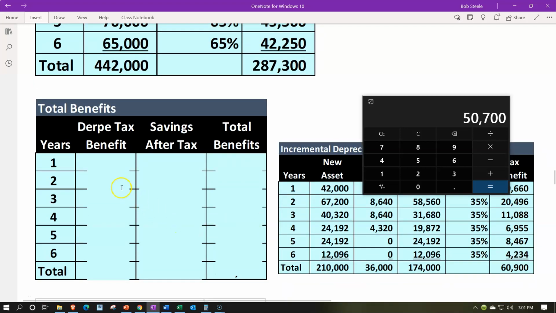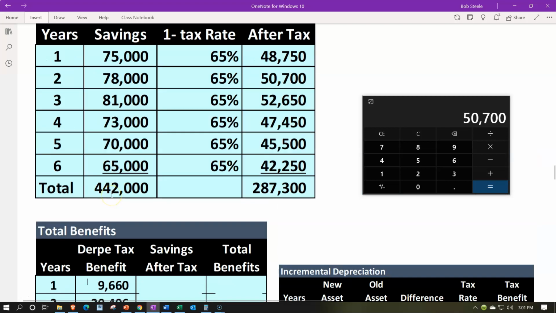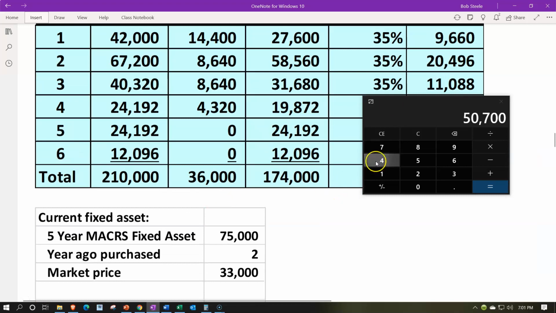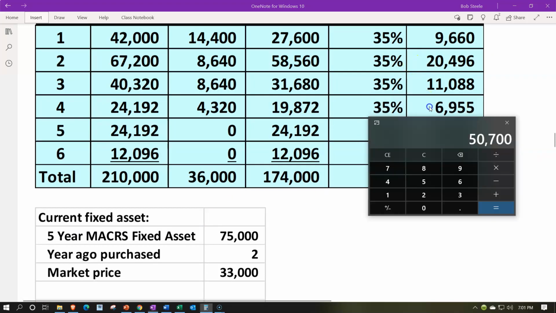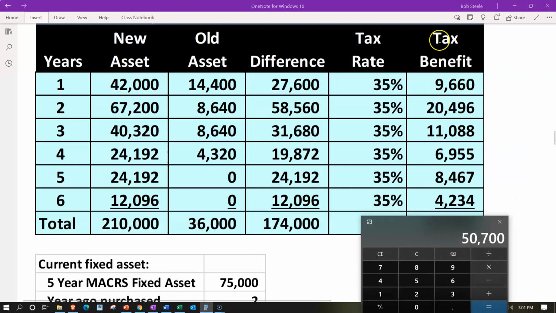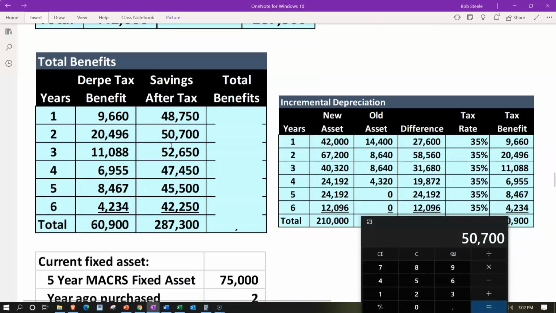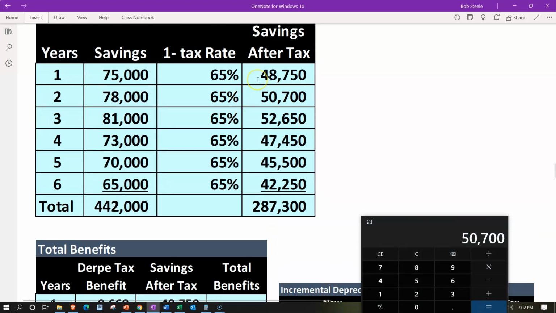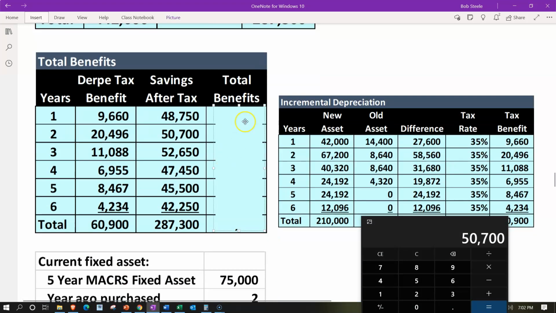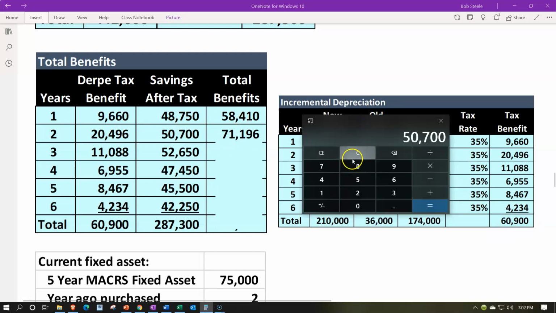So then if we take the tax benefits that we had, net tax benefits, the net depreciation, and we pull that in this column, we got that from the calculation up top. So this is the tax difference on the depreciation schedule that we're putting here, and then the savings after taxes that we pulled over here from the inflows. We can add those up, and we get to our total tax benefit, meaning the 9,660 plus the 48,750 is the 58,410. Let's do one calculation just to see it.